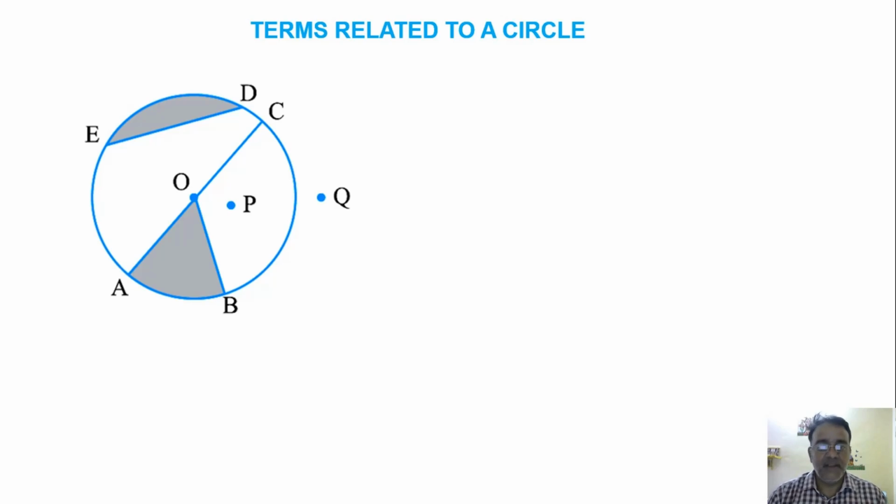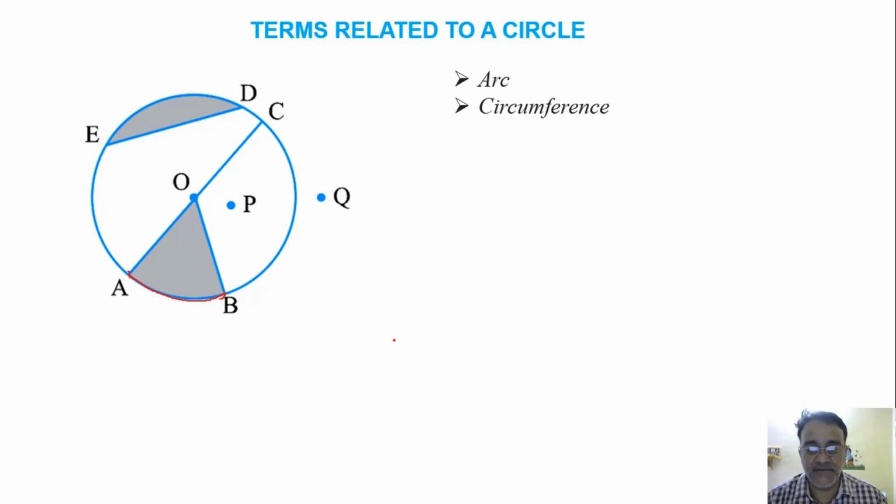Okay, now terms related to circle. So this is the rough figure, and now I'm going to discuss each term. Okay, so let us start with the first, arc. What is an arc? Any part of the circle. If you take this part AB, so this is an arc. Okay, any part of the circle is called an arc.